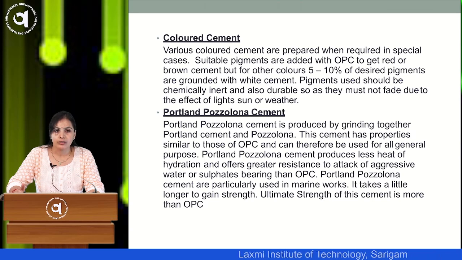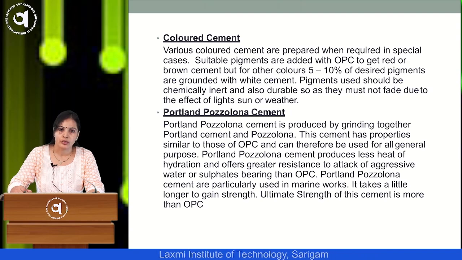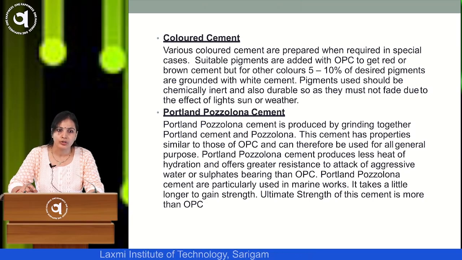So today, for normal ordinary structures, we generally prefer Portland pozzolana cement because of the pozzolanic materials inside it, and it gains more strength. The ultimate strength is more than that of OPC.